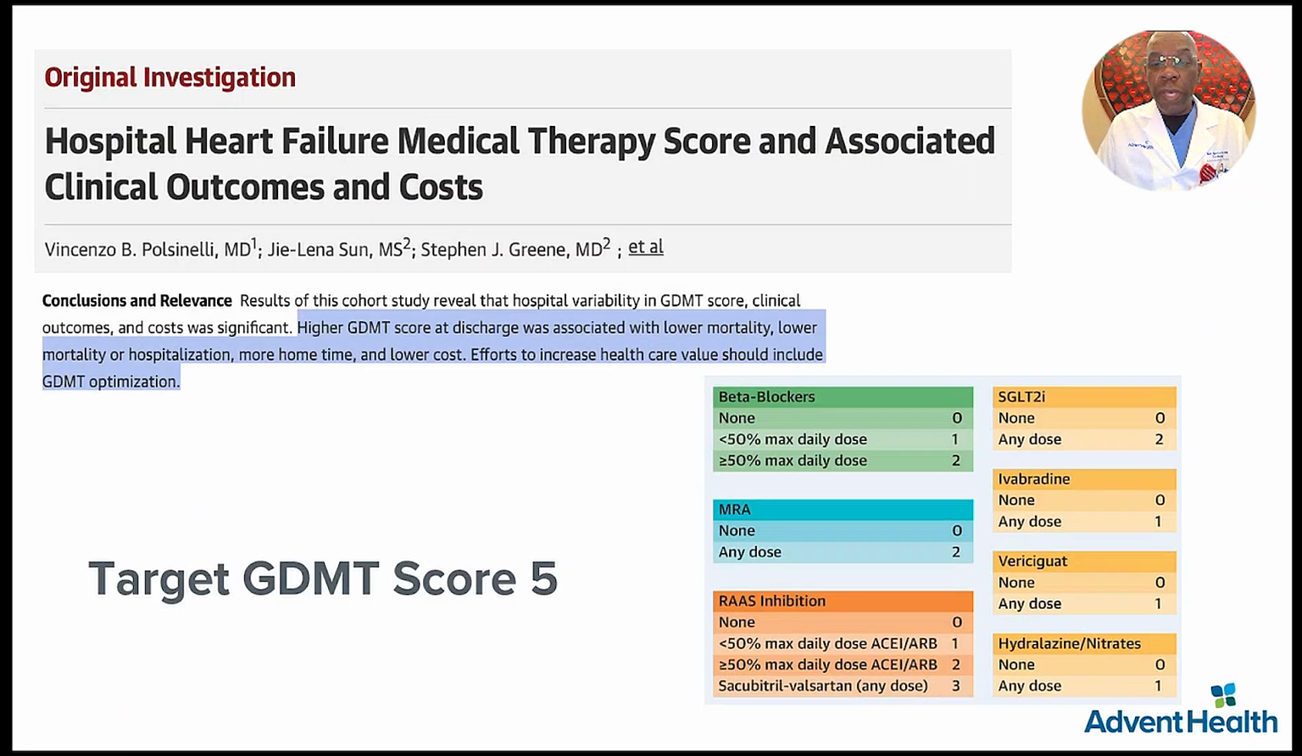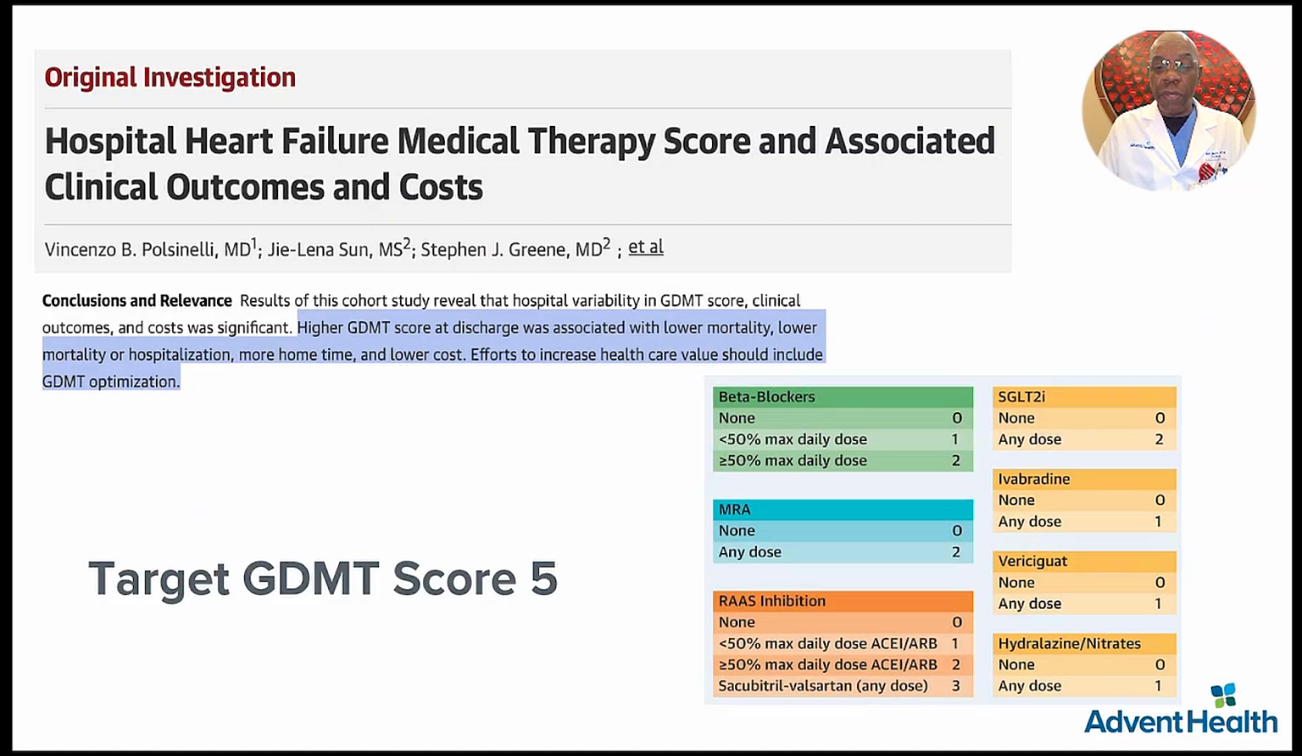What the GDMT score is doing is assigning a score of 2 to all the major GDMT: beta blockers, MRAs, RAS inhibitors, SGLT2 inhibitors. ARNI, or Entresto, gets 3 because it's actually a combination of 2 medications. And the goal is to get the patient before discharge to a GDMT score of 5, because this has been shown to be a substantial point where they will benefit fully. And it's basically the same as having the patient on double or triple, as we saw in the previous slide.